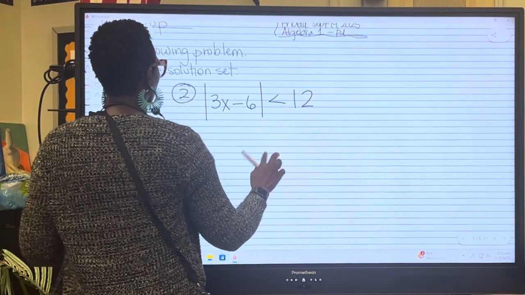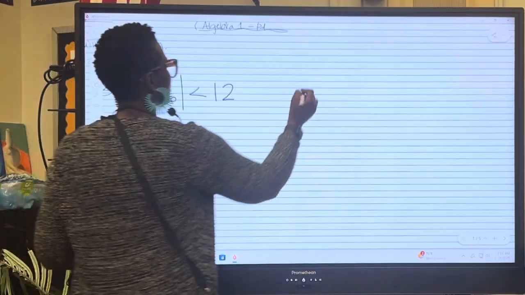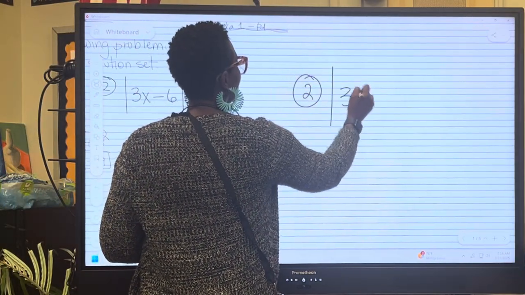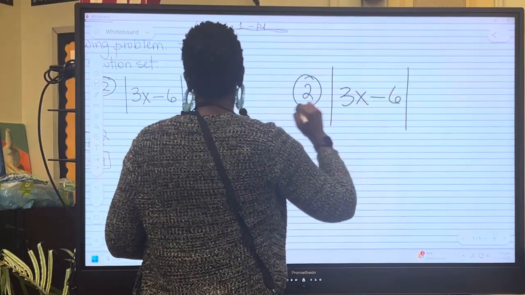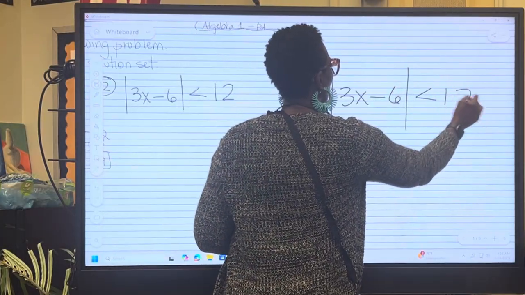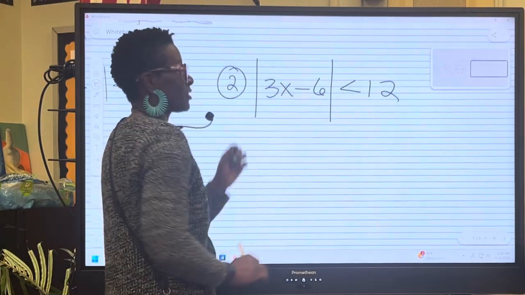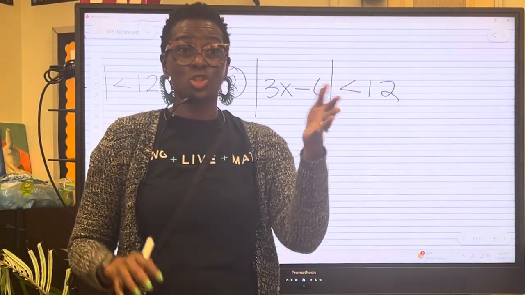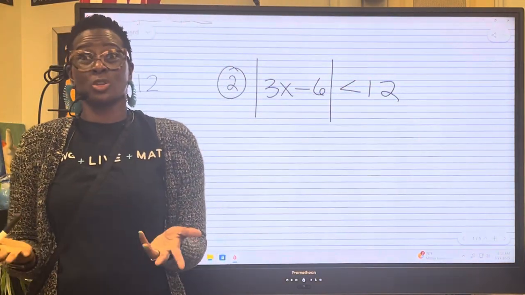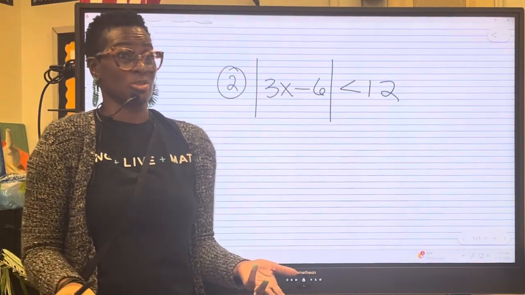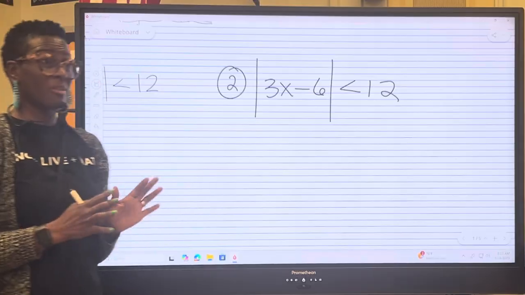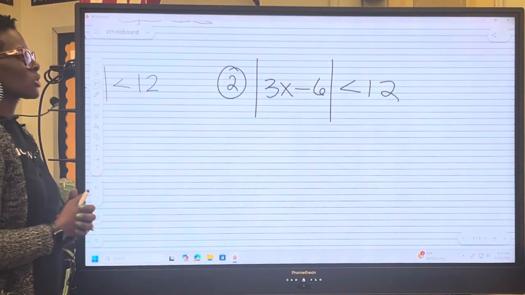So I'm just going to rewrite it over here. Number 2 says the absolute value of 3x minus 6 is less than 12. Now, how is this problem different from the last problem we did? It's an inequality, right? So when you got an inequality, are you going to have one solution, two solutions, or infinitely many solutions? Infinitely many solutions. So this one we're going to have some shading happening because we're going to have a lot of solutions, right? All right, so let's go ahead and work it out.